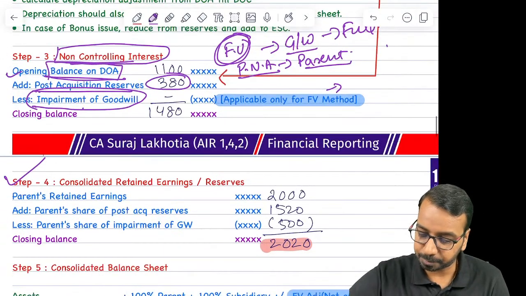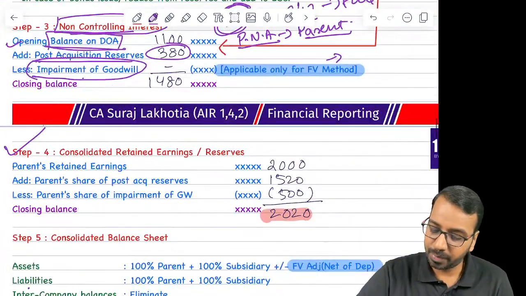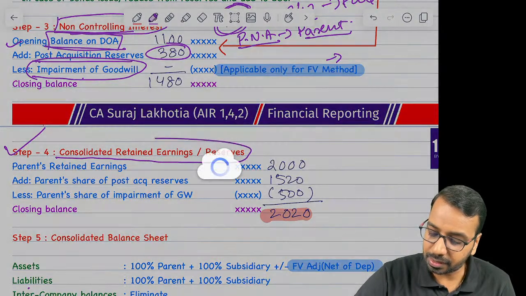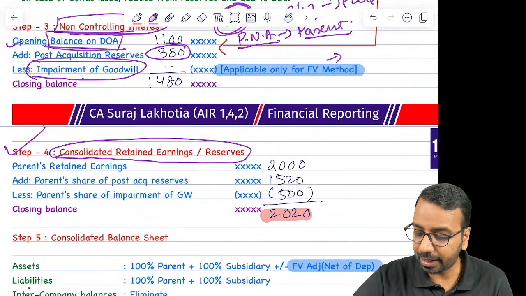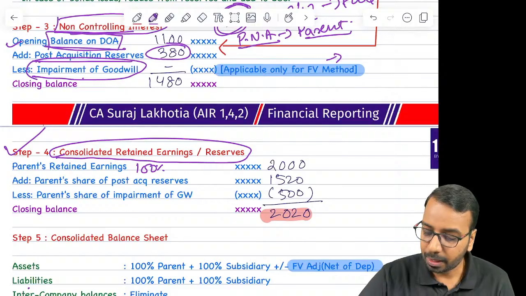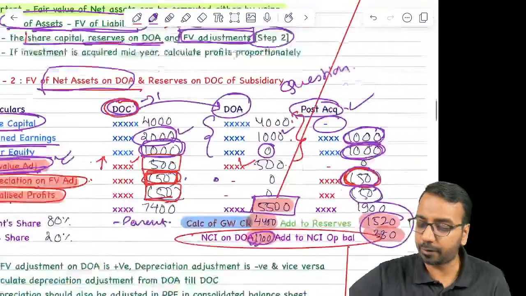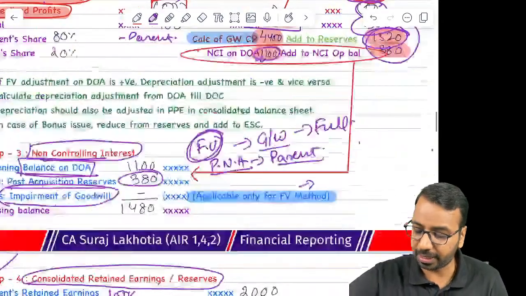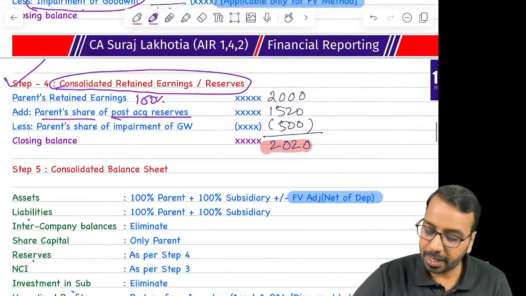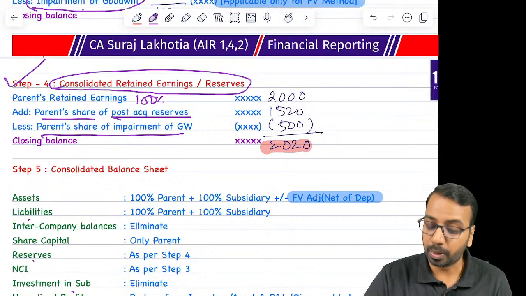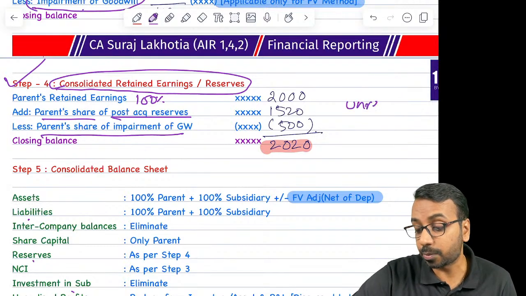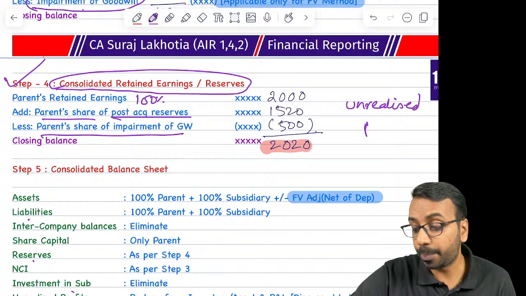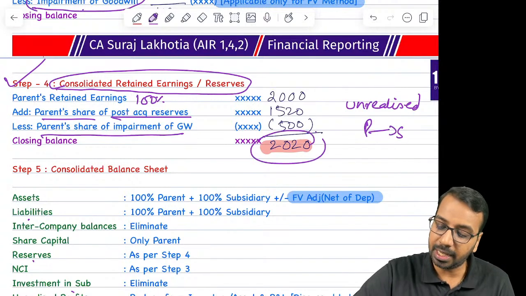Okay, then after this, the next thing is consolidated retained earnings or reserves. Now here you will take 100% of the parent's share of post acquisition profit from this working note. So whatever is the total from parent you will take, then the parent's share of impairment of goodwill, this you will do, plus if there is any unrealized profit from parent to subsidiary, that you will adjust here.